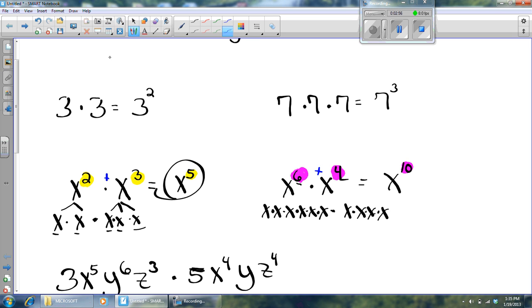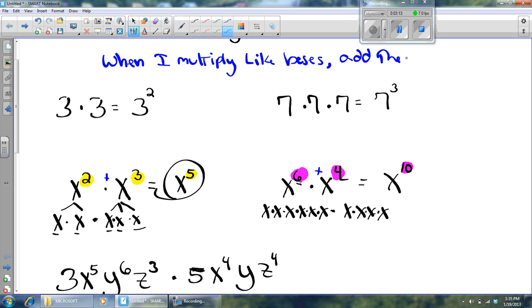So when I multiply like bases, I add the exponents. And that's where I got this 1. 3 to the first and 3 to the first, and 1 plus 1 is 2. Right? And over here I've got 7 to the first, 7 to the first, 7 to the first, and 1 plus 1 plus 1 equals 3. So when I multiply like bases, I add exponents.